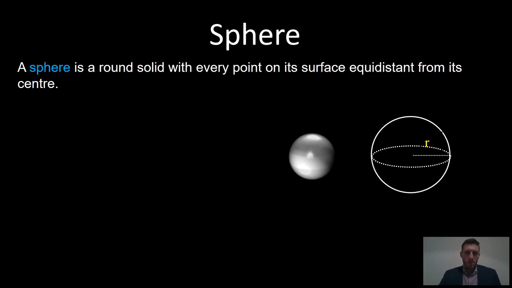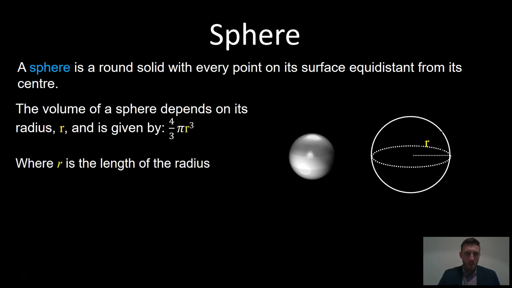A sphere is a round solid with every point on its surface equidistant from its center. Remember, spheres are perfectly symmetrical. They have no edges or vertices. They have one surface, not a face, as it isn't flat, and they're not a polyhedron. The volume for a sphere depends on its radius r and is given by 4 on 3 pi r cubed, where r is the length of the radius. If you ever go on to study calculus, you'll more than likely learn the proof for the formula for the volume of a sphere, but it's beyond the scope of this video.